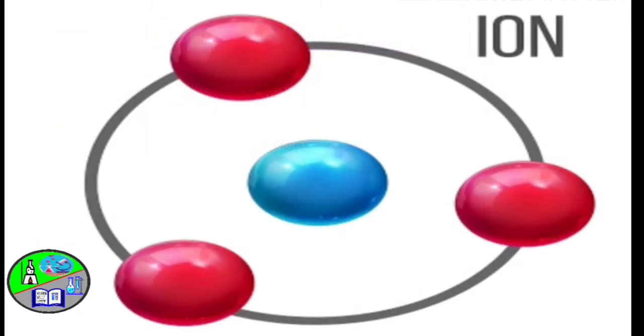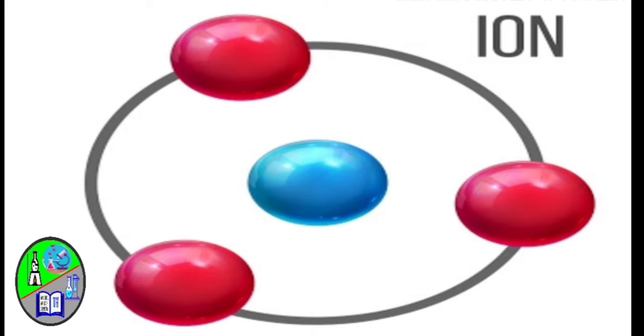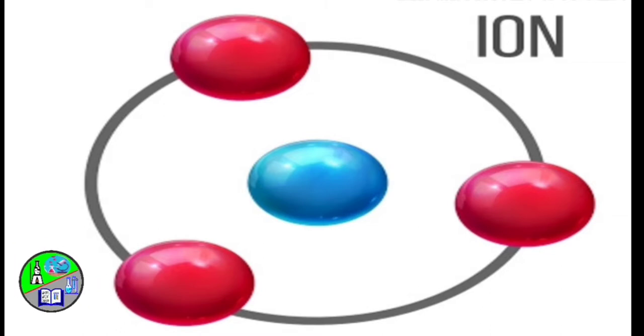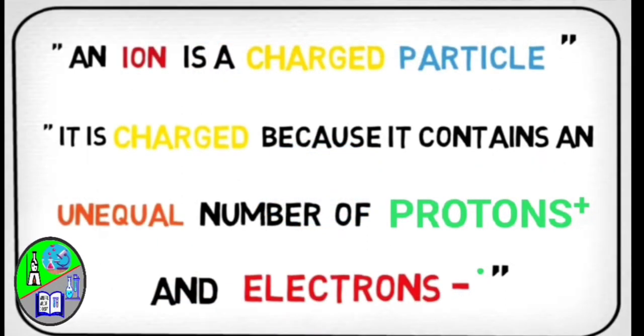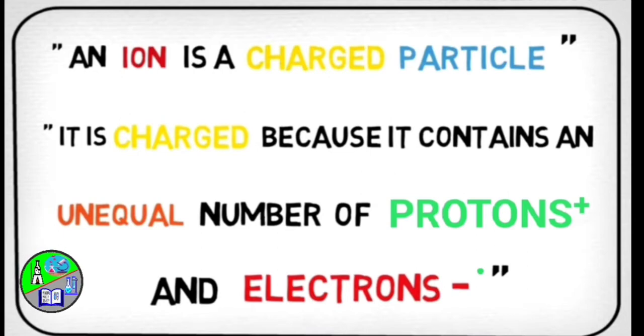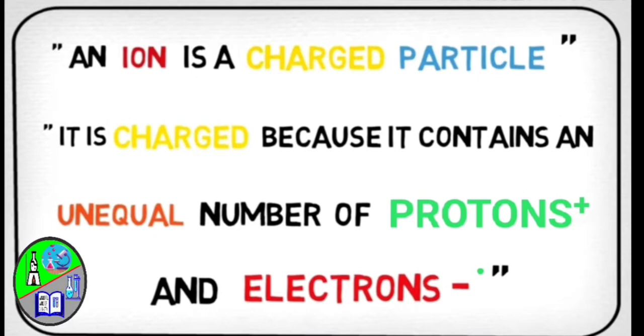Some atoms become more stable by gaining or losing an entire electron or electrons. When they do so, atoms form charged particles or ions. An ion is defined as an atom or molecule that has gained or lost one or more of its valence electrons, giving it a net positive or negative electrical charge.